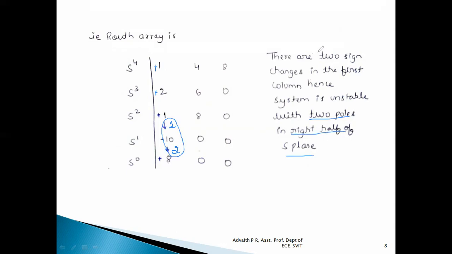So this is how we find the stability for any given characteristic equation using the RH criteria.